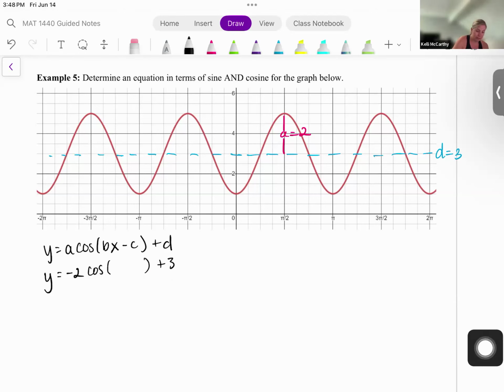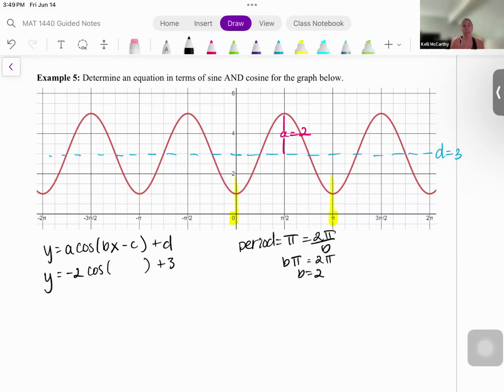Now the period of this, we want to look at that starting point all the way till it starts repeating itself. So that's going to go from here to here, which is from 0 to pi. So our period is pi, which is equal to 2 pi divided by b. Solving this equation for b, we get b times pi equals 2 pi. Dividing both sides by pi, we get b is equal to 2.